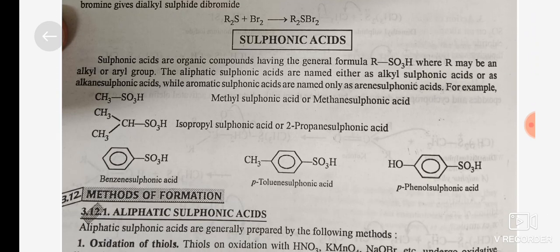Sulfonic acids. Sulfonic acids are organic compounds having the general formula RSO3H, where R may be an alkyl or an aryl group. The aliphatic sulfonic acids are named either as alkyl sulfonic acids or as alkane sulfonic acids, while aromatic sulfonic acids are named as arene sulfonic acids. For example, para-toluene sulfonic acid, benzene sulfonic acid. Method of formation.